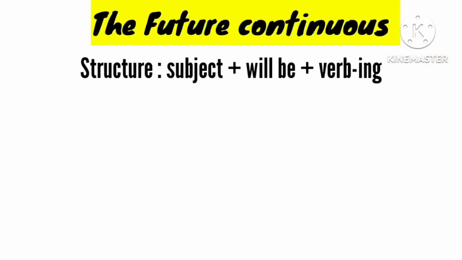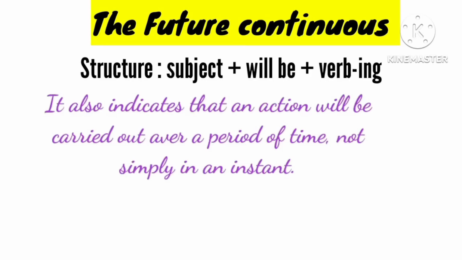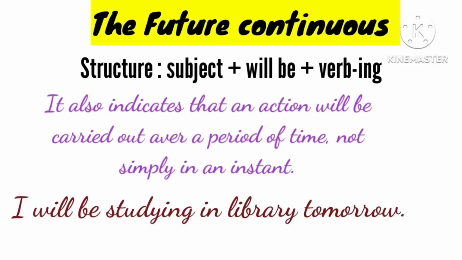The second case in which we can use future continuous tense is to indicate an action that will be carried out over a period of time, not simply in an instant. For example, I will be studying in library tomorrow. This will be a considerable amount of time, for about 1 hour or 2 hours. It is not just going to happen in a fraction of seconds.